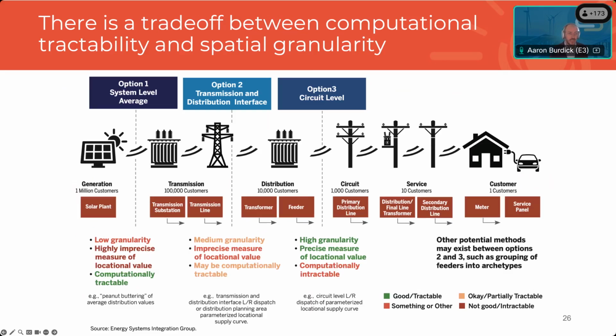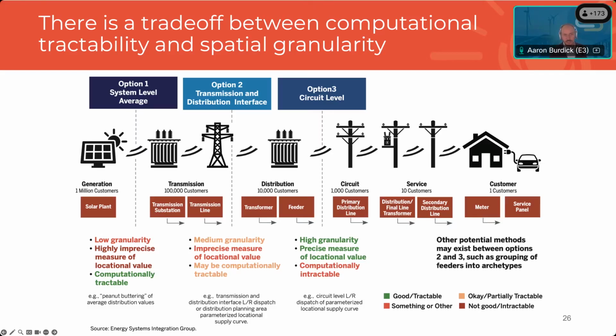So we have this diagram that shows some of the options for how we can define those local grid values for DERs and some of the trade-offs therein. So option one is to take a system level average. So this is also known as peanut buttering that distribution value. So this is computationally tractable, but it doesn't really get you any useful information about where resources provide value to the distribution grid. You can consider the T&D interface.